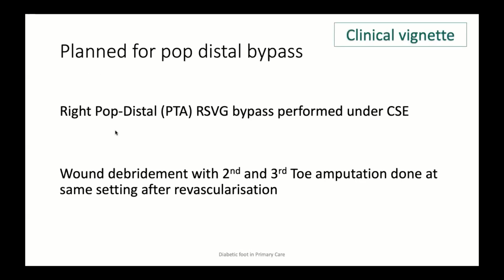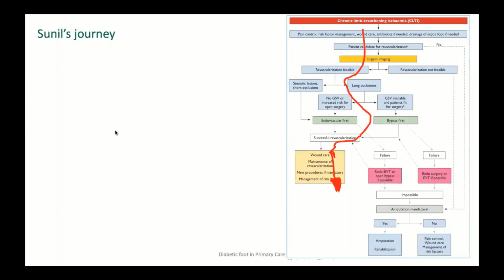So our patient, Mr. Sunil, had a popliteal to posterior tibial bypass planned. It was done under combined spinal epidural. The remaining toes were removed. There's a nice algorithm that one could look at to decide how this can be managed. But this was Sunil's journey as he was diagnosed with critical limb ischemia.